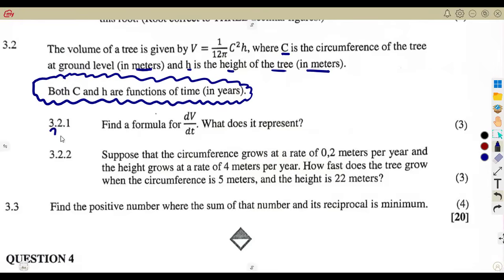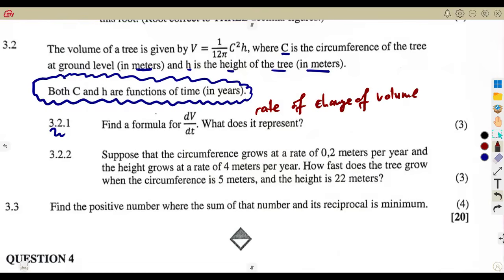So the question was determine or find a formula for dV dt. What does the formula represent before you find it? Remember dV dt, the derivative of volume with respect to time. We are talking about the rate of change of volume of the tree, because the tree is given in meters, so the volume is in cubic meters. So you're simply talking of the rate of change of volume with respect to time. That is the idea there.